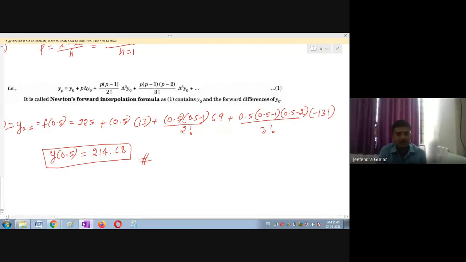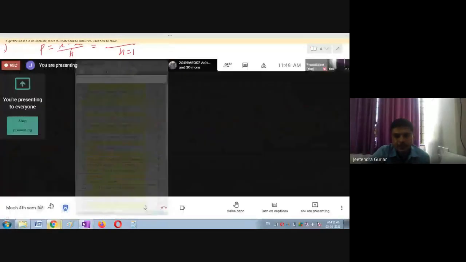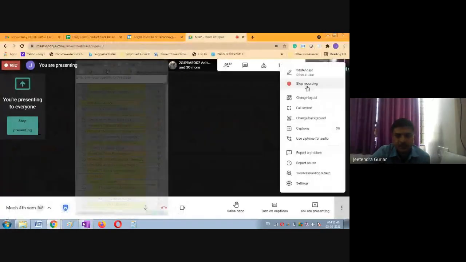So like this, you should be able to use Newton's forward interpolation formula and Newton's backward interpolation formula. In the next class, we'll go with the backward difference also. Yes, students. Any doubt? Simple calculations. This is numerical analysis. I think everyone has understood very easily. It was quite easy. If you have any doubt, please ask me.